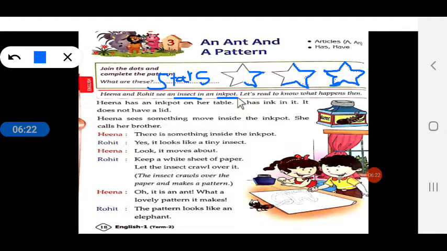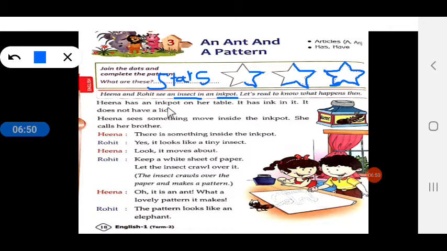So what is meant by ink pot? Do you know? There you can see the ink pot. This is called an ink pot. So ink pot means a small pot for holding ink, which is used to write or to color. The different kinds of ink we can see in the ink pot.